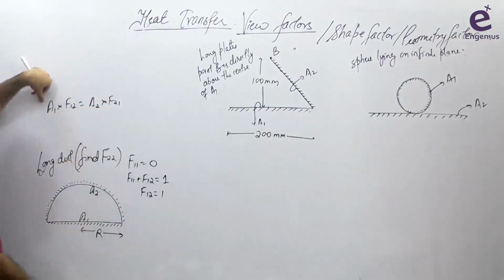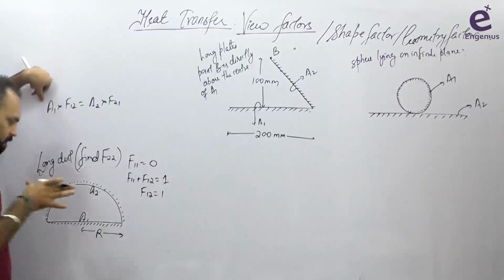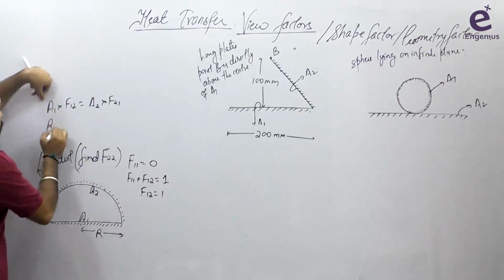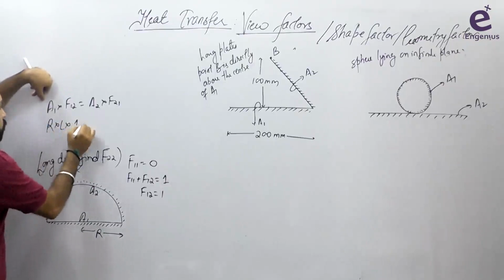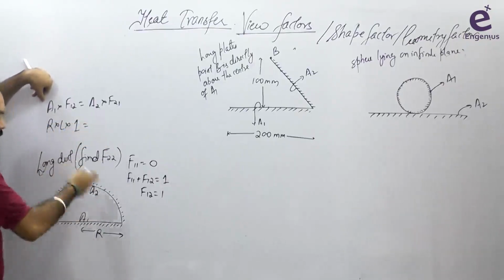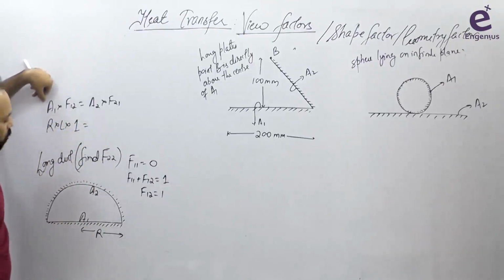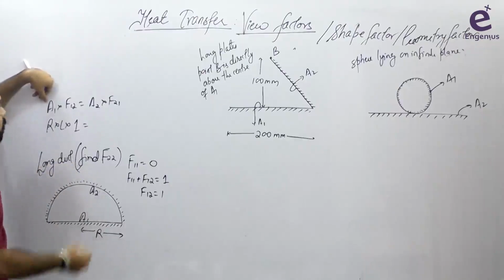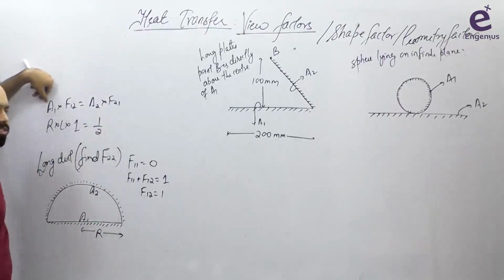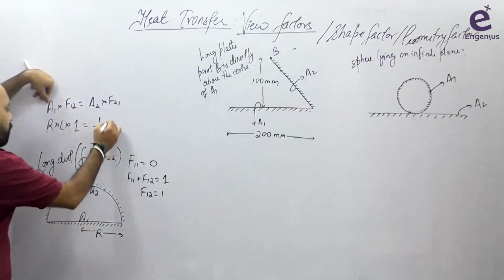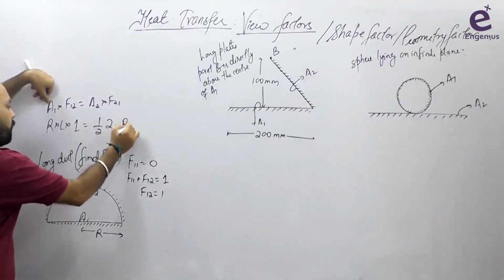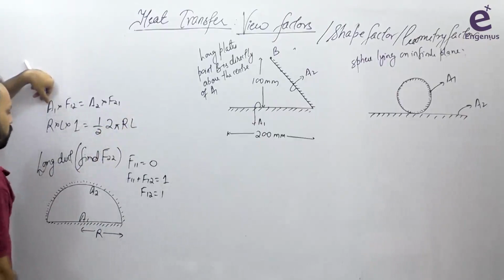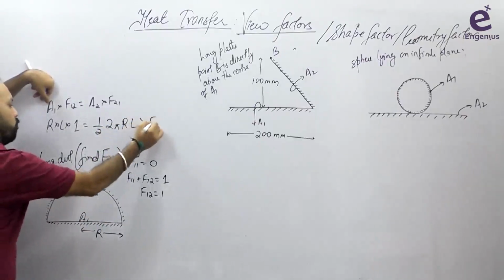What is A1? This surface. This is a duct, so it has some length inside the board. So R into L into F12, that is equal to 1. And this is what? This is the surface area of a cylinder, because the duct will be of cylindrical shape, right? But half of the cylinder. So half, what is the surface area? 2 pi RL or pi DL, right? Let's write in the form of R, not a problem. Half of 2 pi RL and that multiplied by F21.